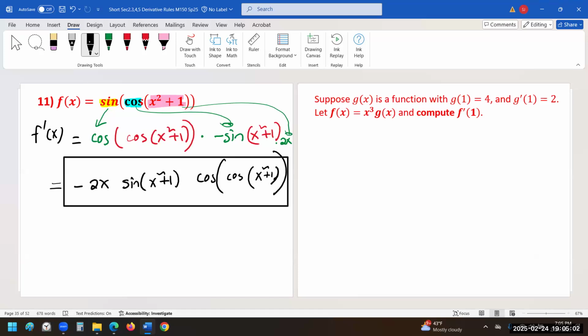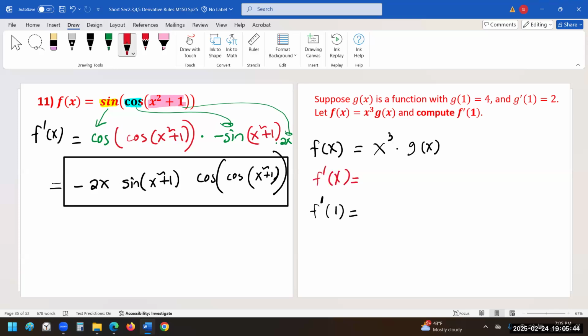Okay. It says, suppose g of x is a function where g of 1 is 4 and derivative of g at 1 is 2. Now they're giving you a function. F of x is x cubed times g of x. So f of x is x cubed times the g function. They want you to find derivative of f at 1. That means first you have to find what's the derivative of f for any x.